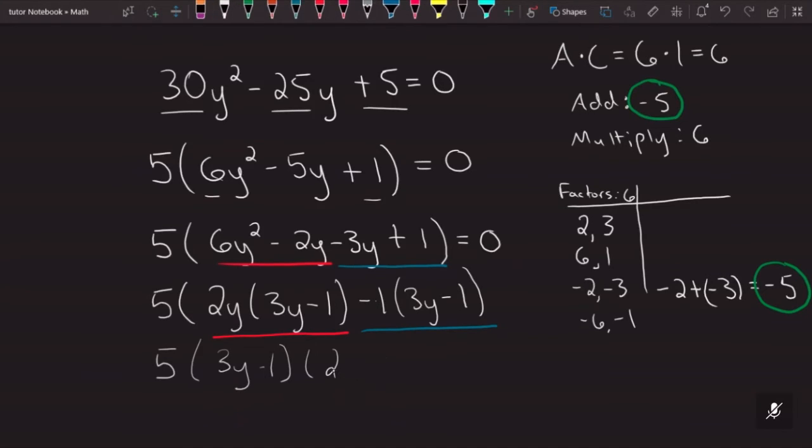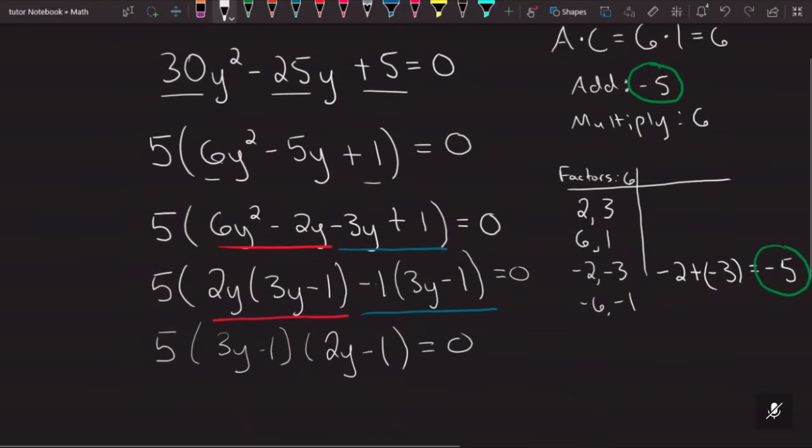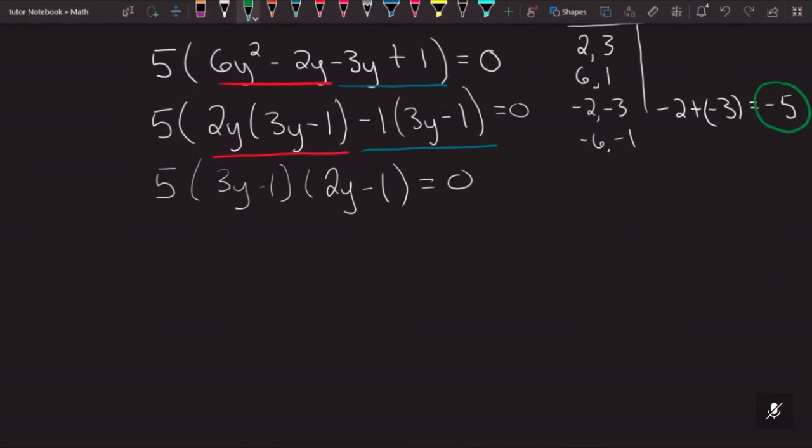So when we do that, we're left with a 2y minus 1 in parentheses, and that is going to be multiplied to our other two factors, which are 5 and 3y minus 1. Now, just like we did in the previous examples, we want to set each of our factors equal to 0. So the first one is going to be 3y minus 1 equals 0, and the second one is going to be 2y minus 1 equals 0.